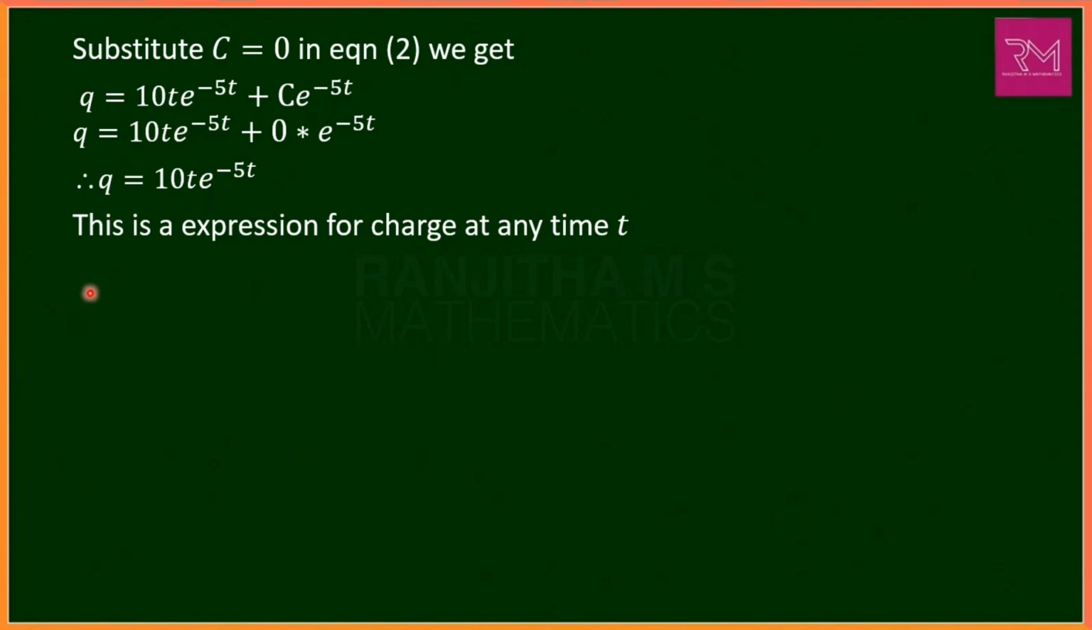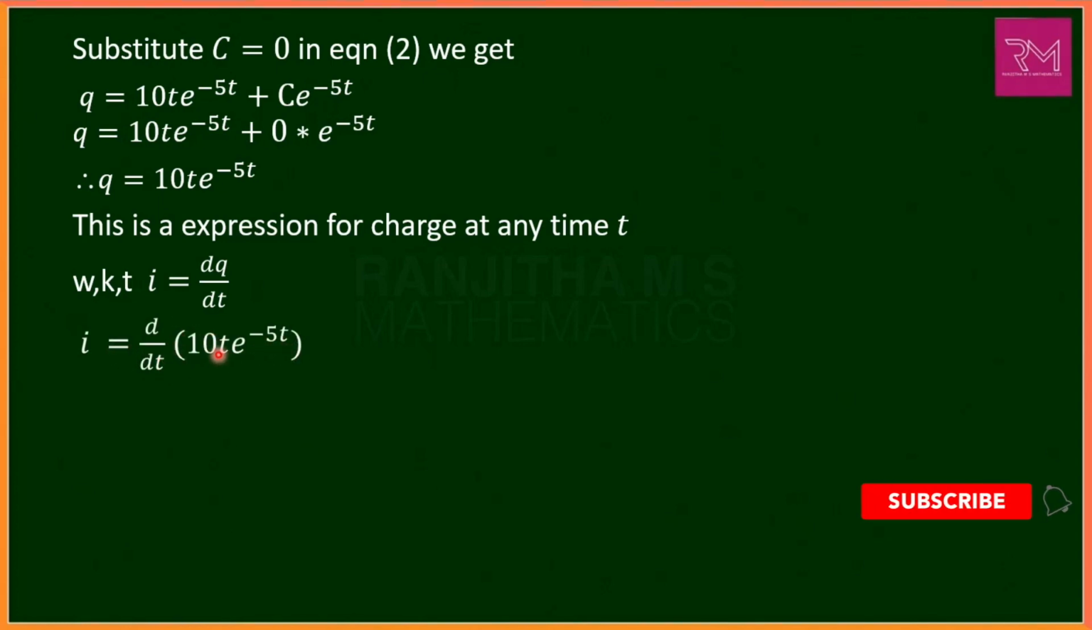Also, we have to find a value of current I. For that, consider the formula I is equal to dq by dt. In the place of q, substitute this value, that is 10 into t into exponential power minus 5t. We get I is equal to d by dt of 10 into t into exponential power minus 5t. The 10 is constant, so take it outside the differentiation. We have to differentiate t into exponential power minus 5t with respect to t.